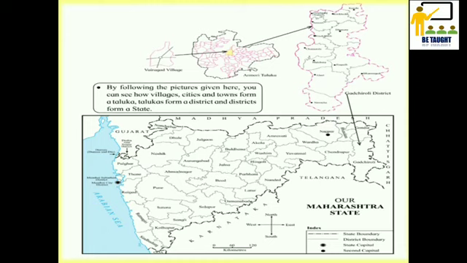By following the pictures given here, you can see how villages, cities and towns form a taluka, talukas form a district, and districts form a state. So an example is given to us. The Vairaghat village is in the Armori taluka, and that taluka is in the Gadchiroli district.